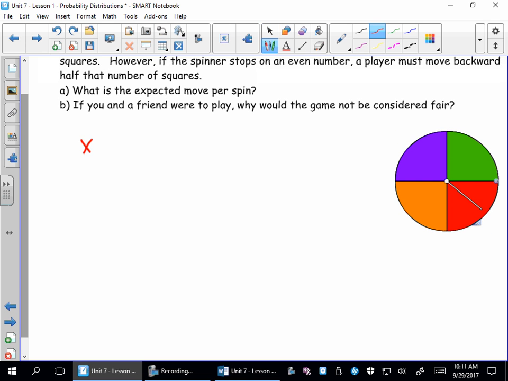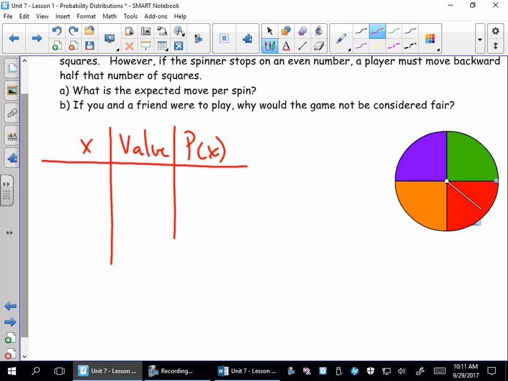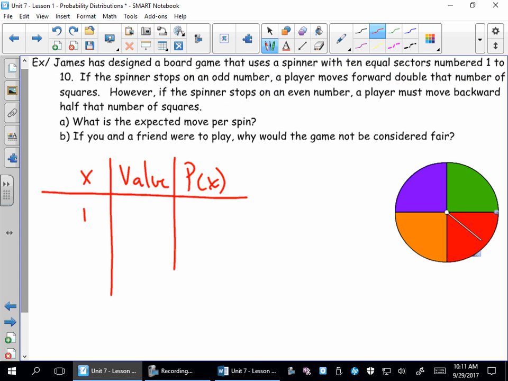So we need to make ourselves a probability distribution. So what are the things we could do? What spins can we get? And what are their, in this case, values and their probability? So I actually have an extra column here just so I can talk about the value, because what I spin isn't what it's actually worth, right? I spin a 1, that's an odd number, and our odd number says moves forward double. So their value is actually 2.